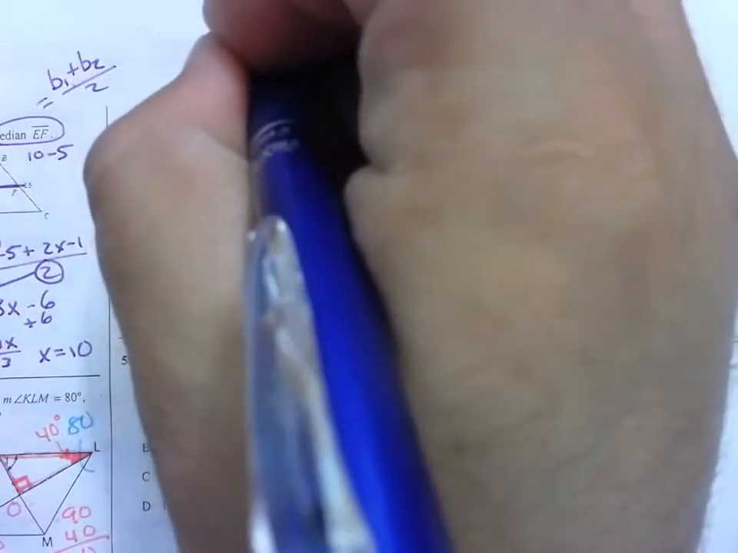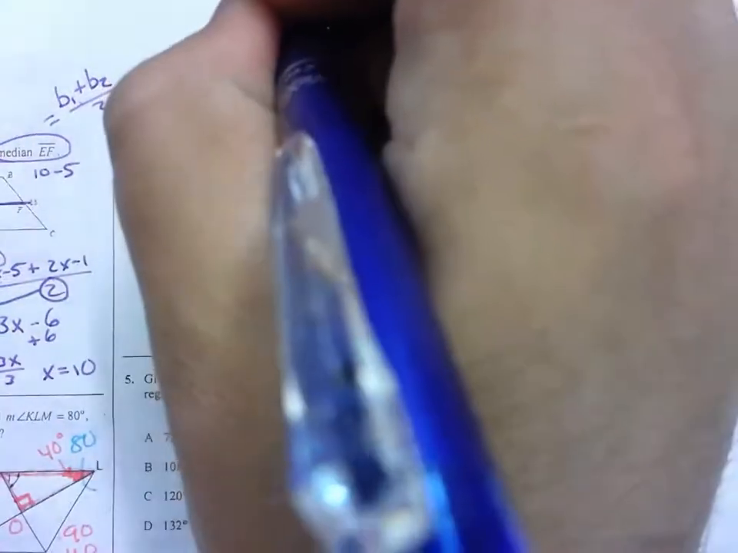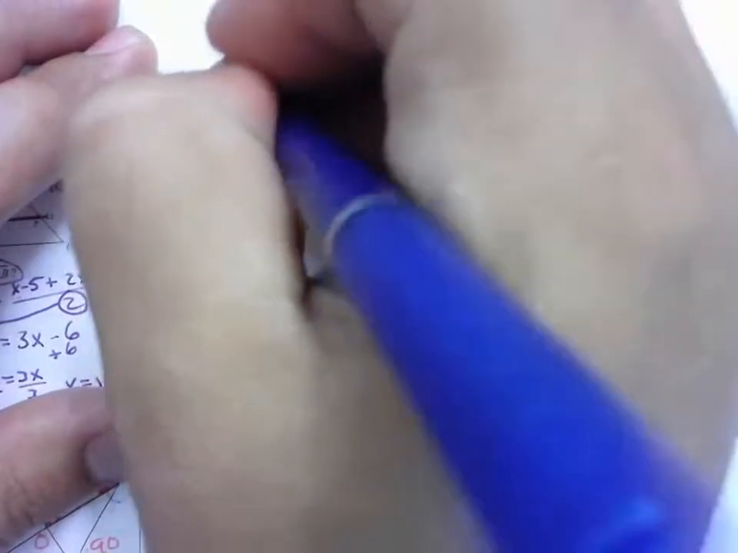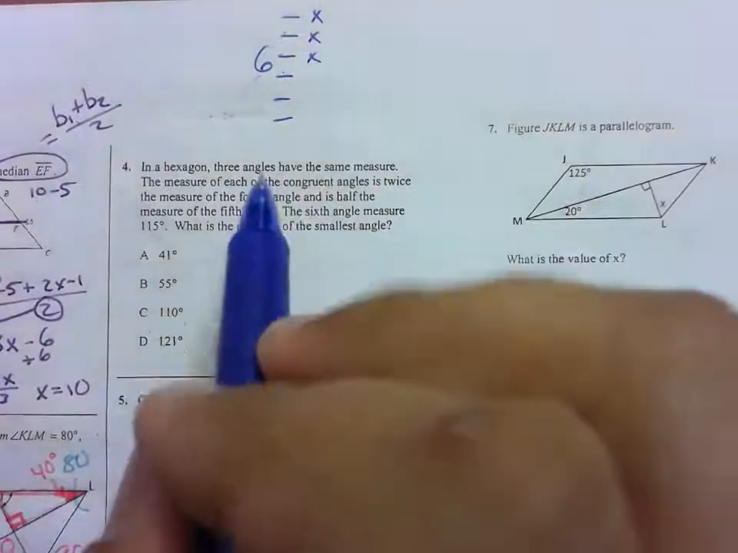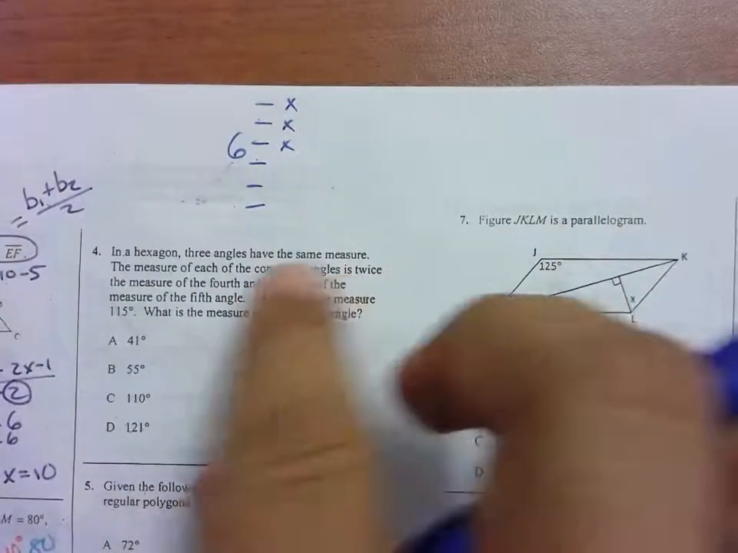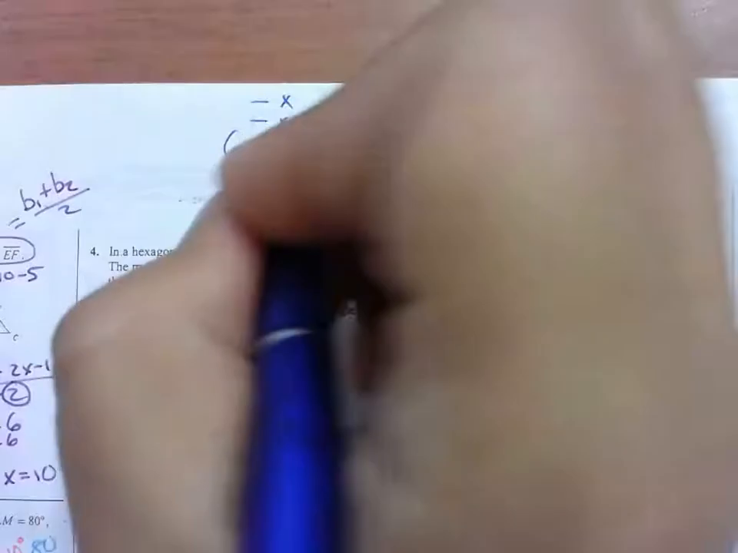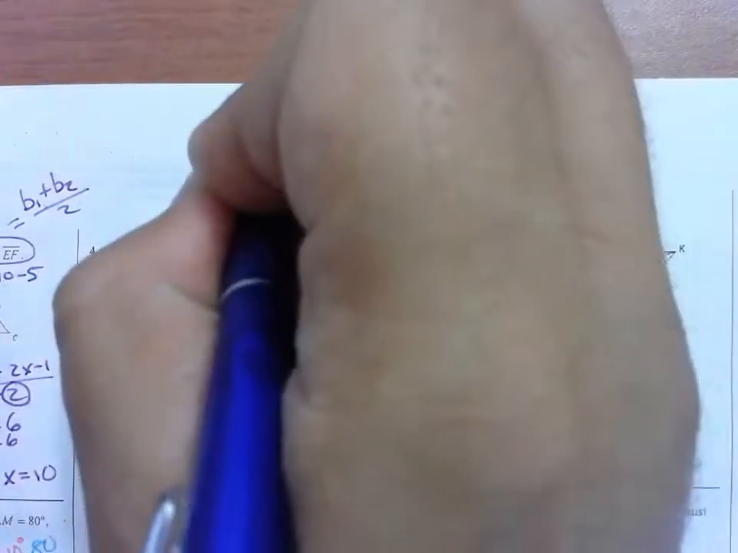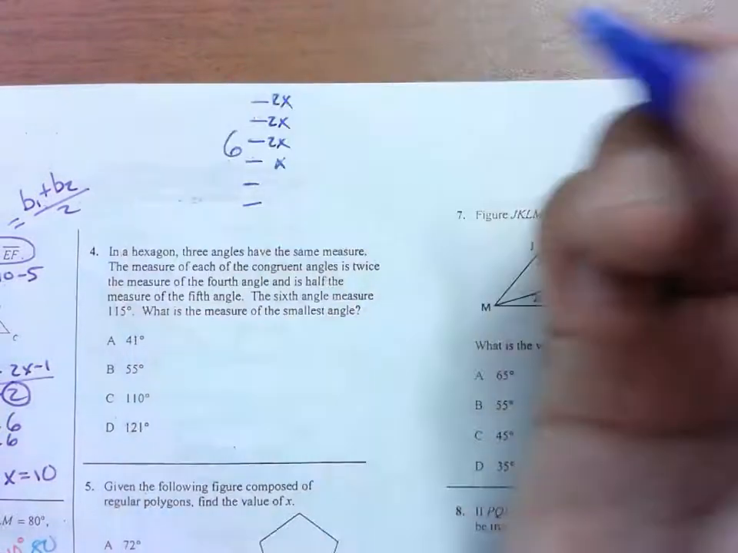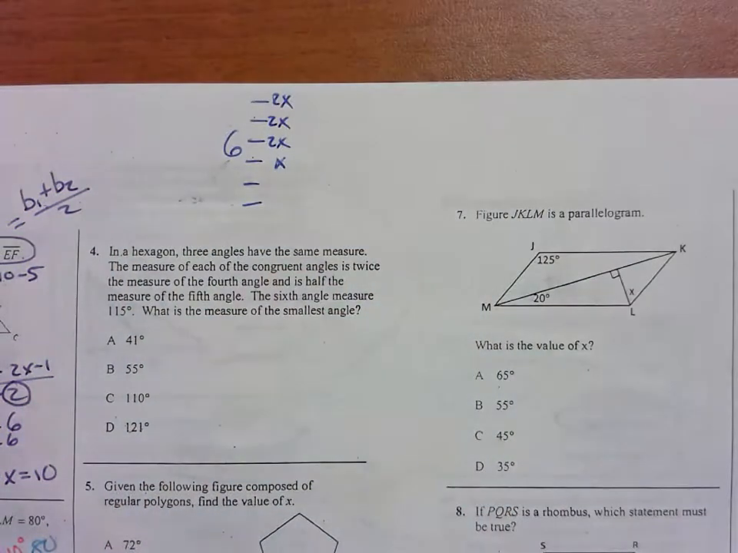Come on, stop erasing stuff. So 3 of them. How do I want to write this? So here's 1, 2, 3, 4, 5, and 6. So 3 of them are the same. We'll just call that X. Each of the congruent angles is twice the measure of the 4th angle. So here's the 4th angle. Then I'm going to come up here and multiply all of these by 2 because they're 2 times bigger than the 4th angle.